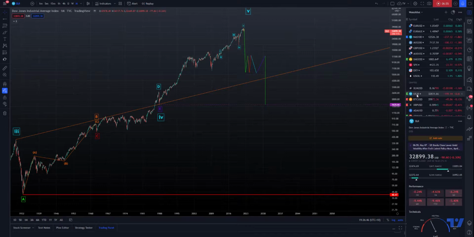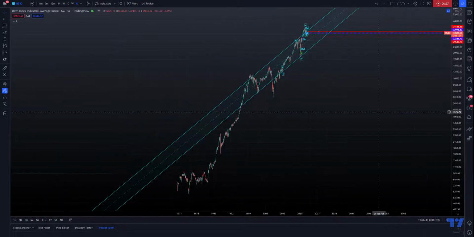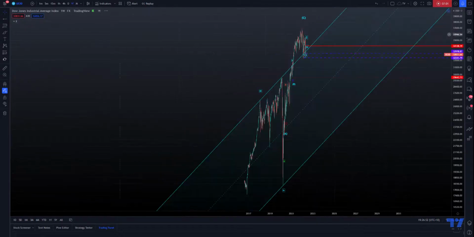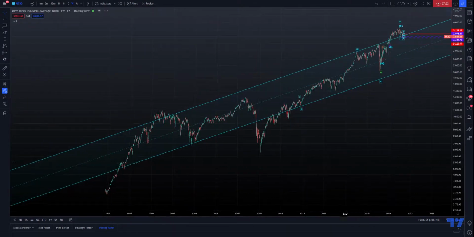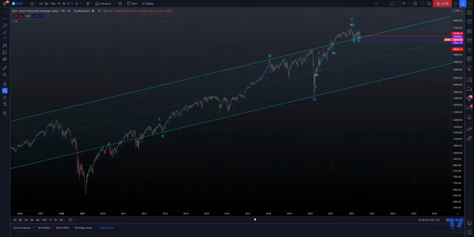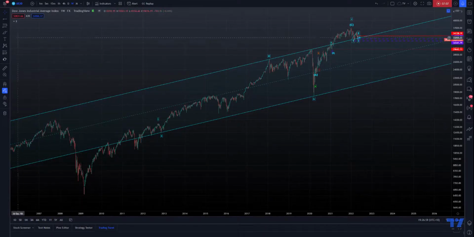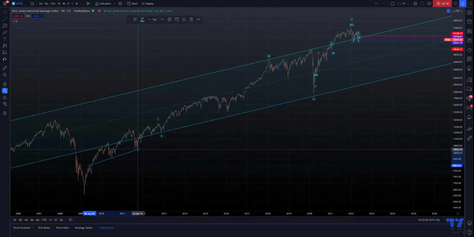All right, so I'll head over to the US 30 chart so we can just zoom into that, sort of get a bit of a closer look on this one. Okay, so basically here we have, in my opinion, what I believe is a zigzag for wave 1, which ended. So basically you got your A, and then B expanded, and then you got C, right?